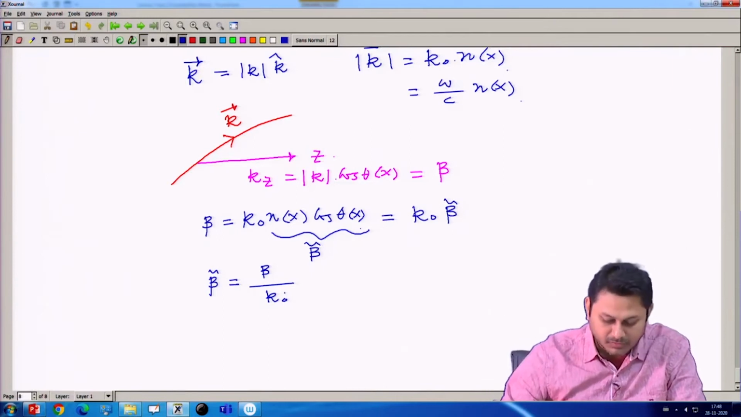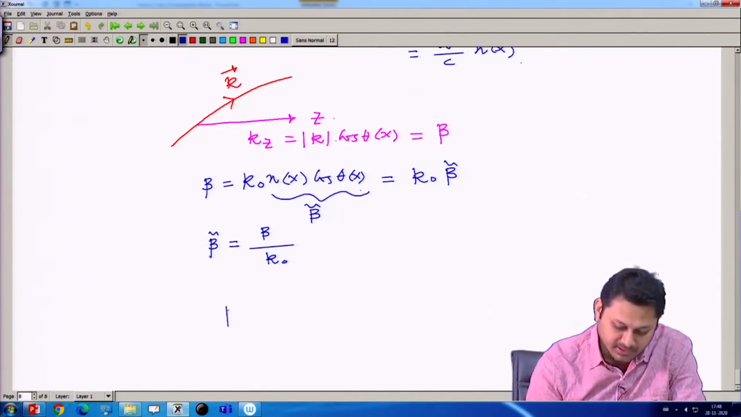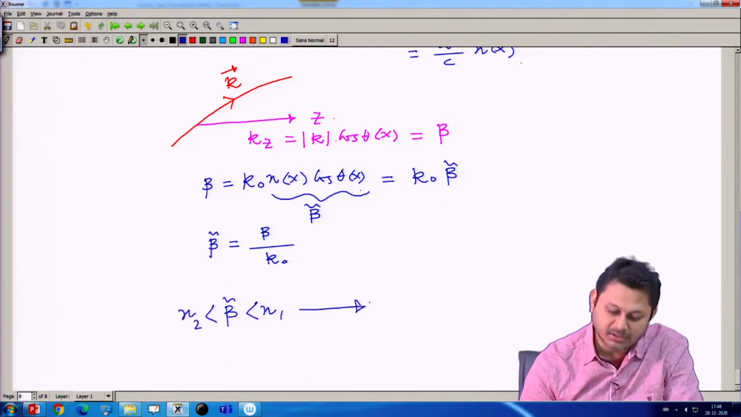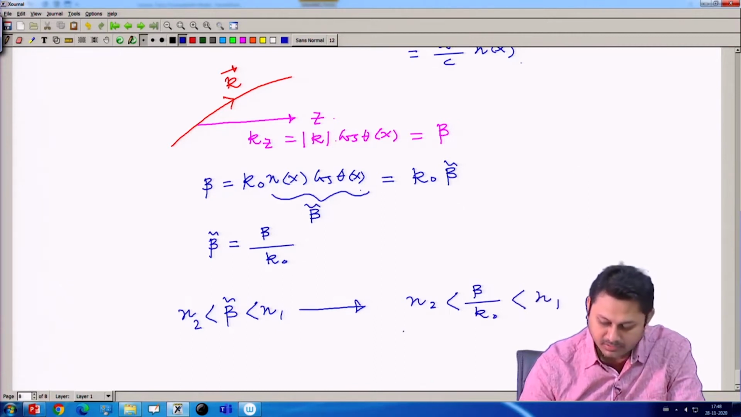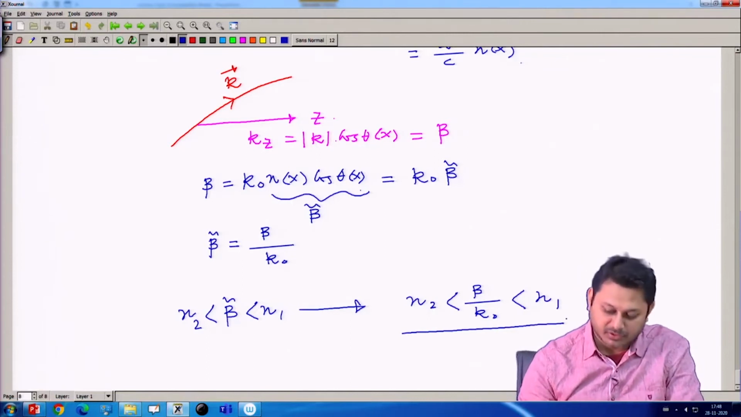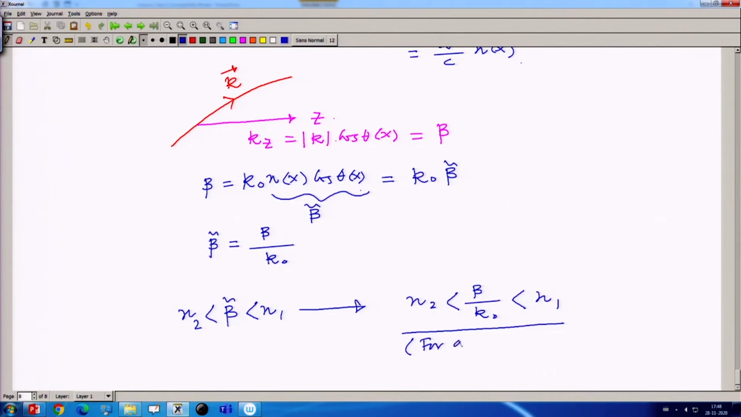So, the restriction we had last time, that for a guided mode beta tilde is less than n 1 and greater than n 2, can be rewritten in terms of the propagation constant beta: n 2 is less than beta divided by k 0, which is less than n 1. This is a very important restriction for all the guided rays, which we are going to explore more in our future classes.